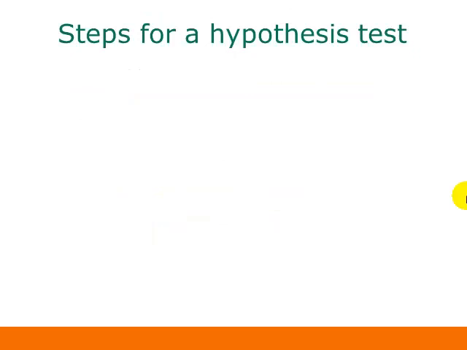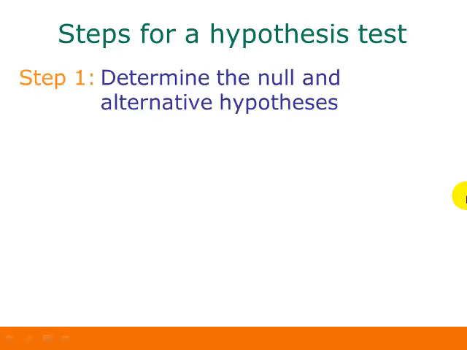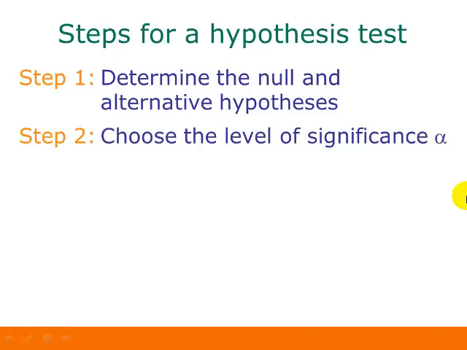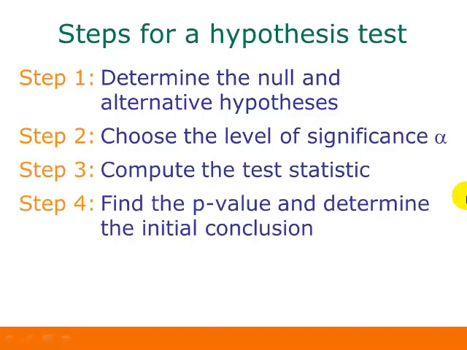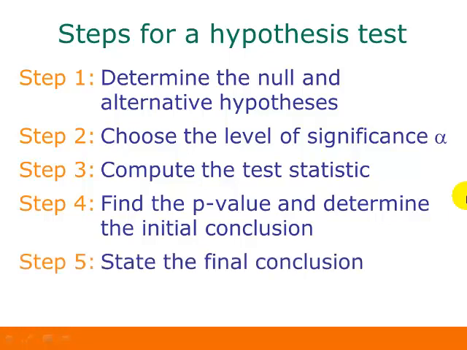Now remember, in the last chapter we talked about hypothesis testing and we went through those 5 steps. We're going to have the same 5 steps for these hypothesis tests. So step 1 is to determine our null and alternative hypotheses. Step 2 is to choose a level of significance alpha. Step 3 is to compute our test statistic. Step 4 has 2 parts, finding the p-value and then determining the initial conclusion. And step 5 is to state the final conclusion.